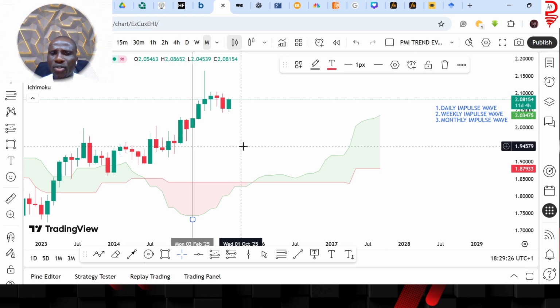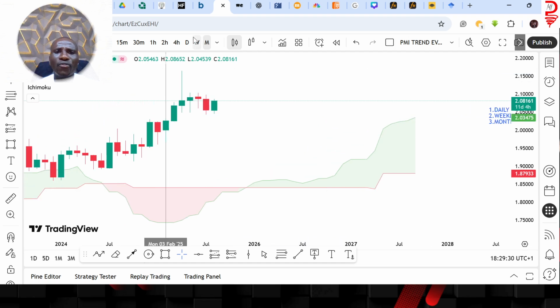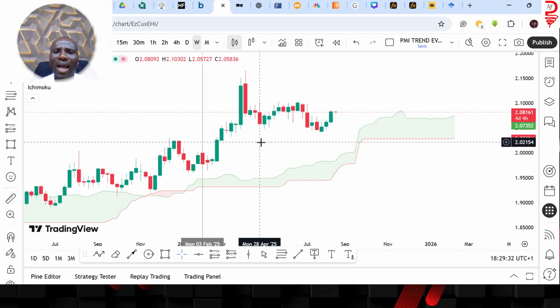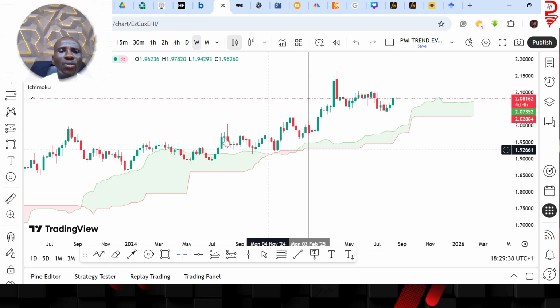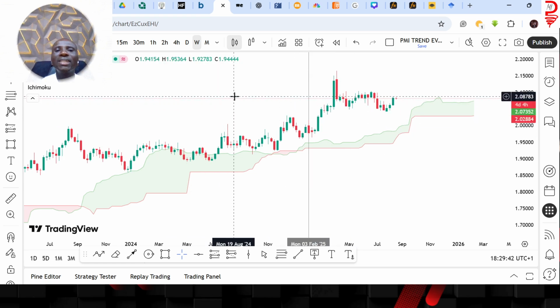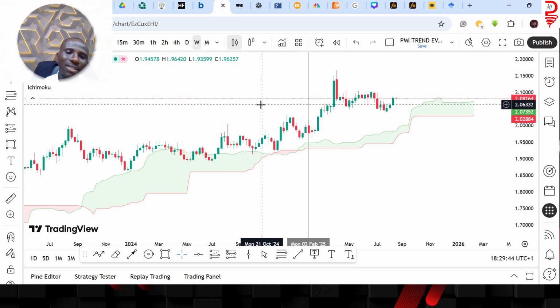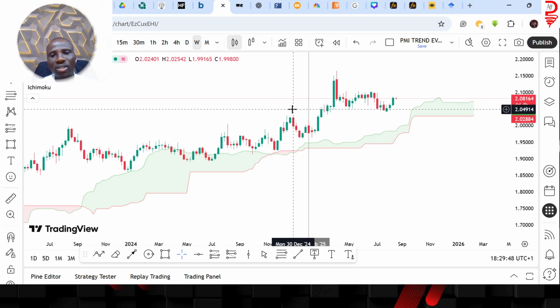So obviously, if you have been following me here, you know that the first thing you want to look at is what is your directional bias. This is very important. Once you get to the chart, the first thing you want to look at is the directional bias. And this also applies for this monthly impulsive wave.